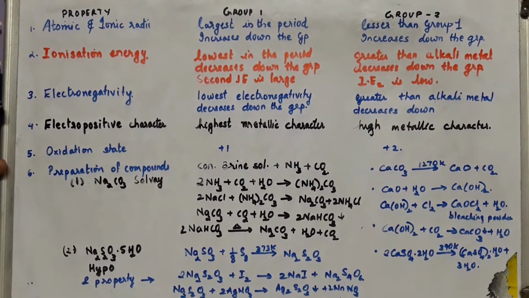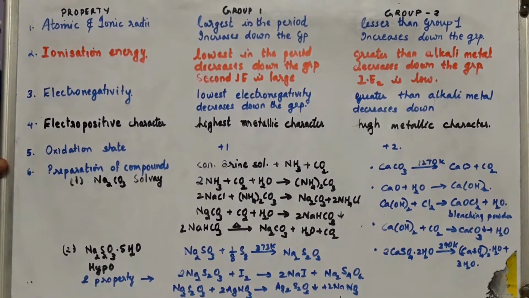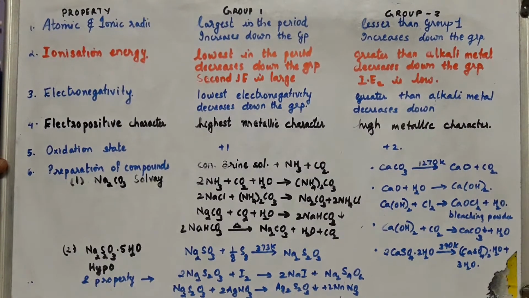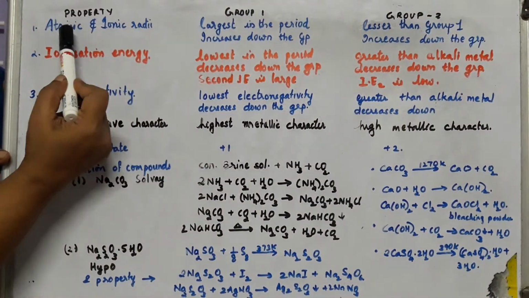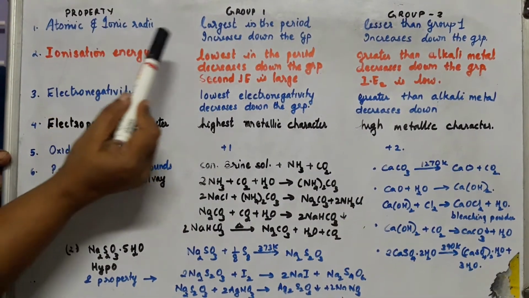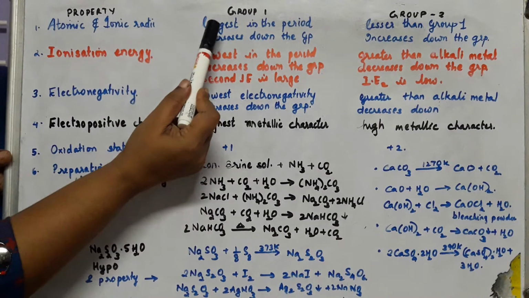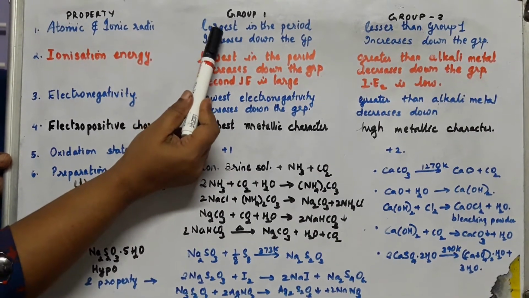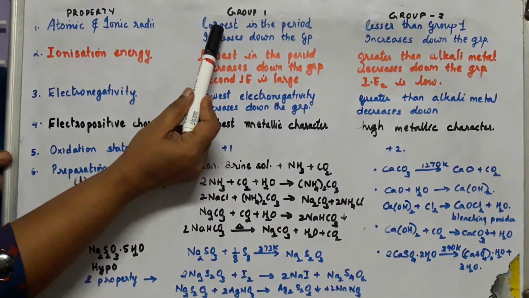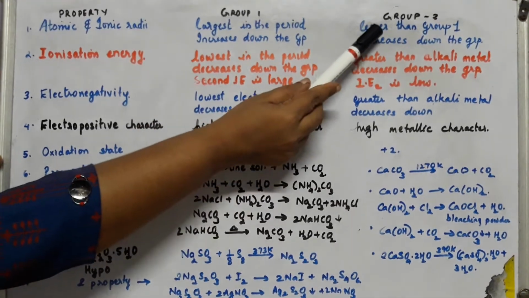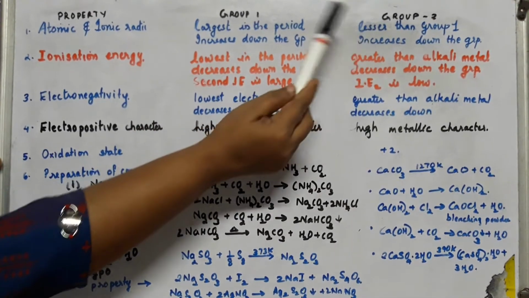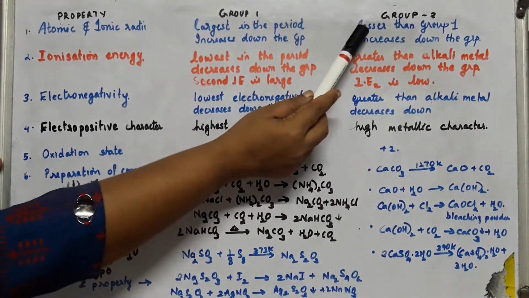Today we are going to learn about the study of group 1 and group 2, certain properties and certain compounds, and how they have been prepared. Okay, so group 1, first of all, atomic and ionic radii. Among the period, the group 1 element has the largest atomic and ionic radii. Group 2 also has large atomic and ionic radii, but comparatively lesser than group 1.